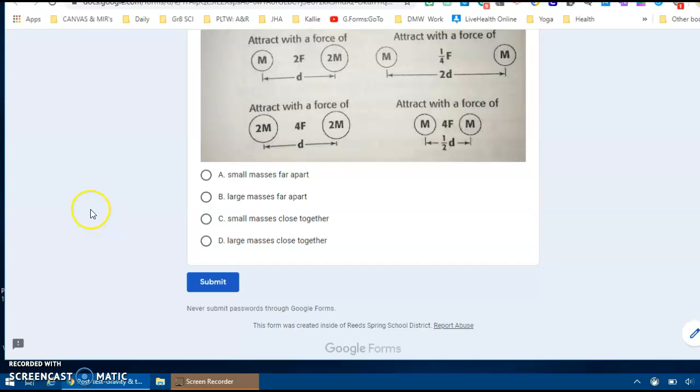After you have marked all your answers, please submit your test with the blue Submit button. Make sure that you get the screen that says, I received your answers. Do not close your computer until you have received that screen.